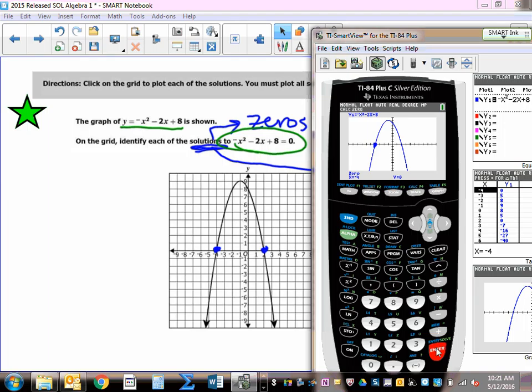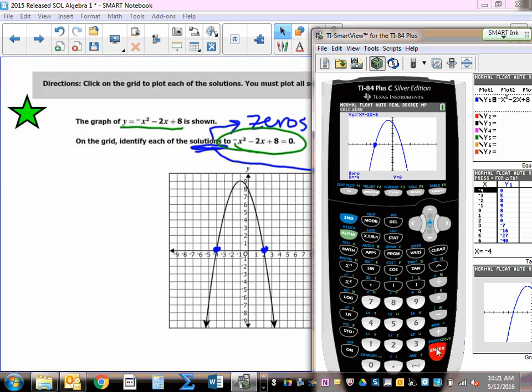That's a third way you can find your 0. You can look at the graph and just count it. You can look at the table and see which one's a 0. And you can use the 0 function on your calculator. The reason this is nice is because your table, unless you set it up otherwise, only gives you your integers.